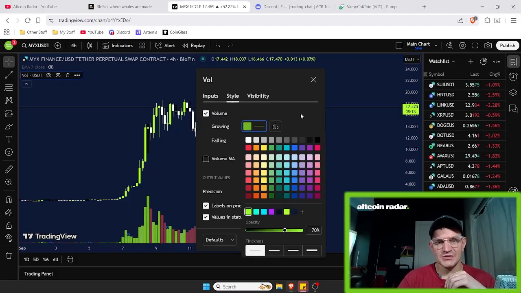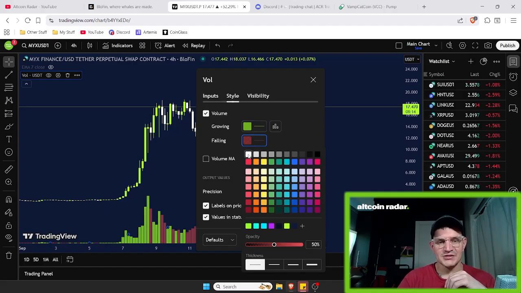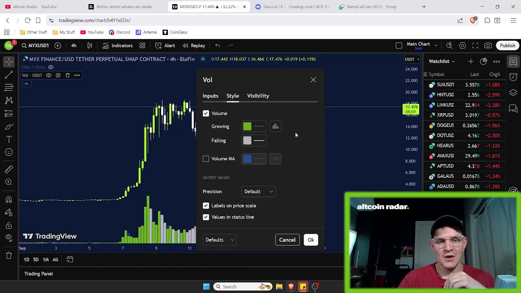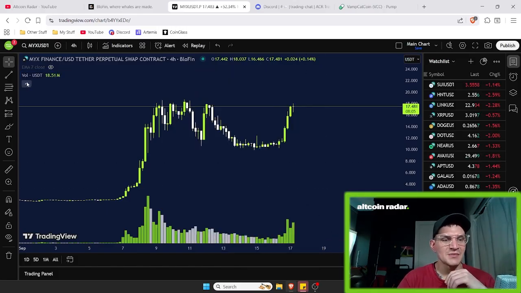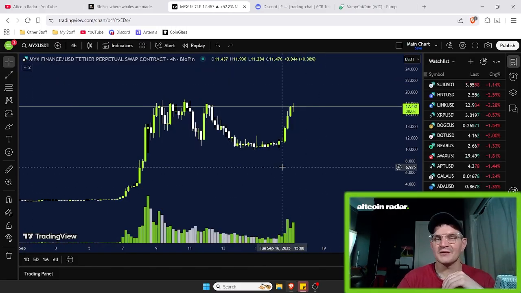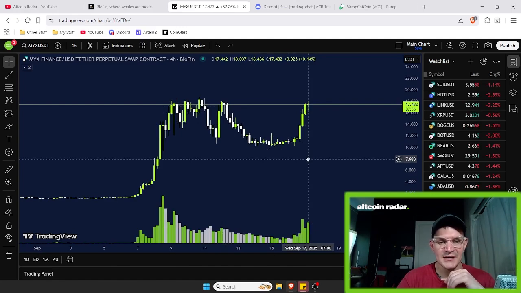Let me go ahead and change that to green for bullish, and we'll change it to white for bearish. Now, a lot of you are probably asking, why do I use green and white? Well, the simple answer is it's just easier on my eyes personally, and you can change yours to whatever color you want as well. I just like green and white, green for uptrends, white for downtrends. It's just much easier on my eyes.